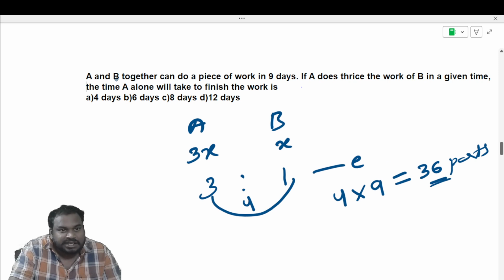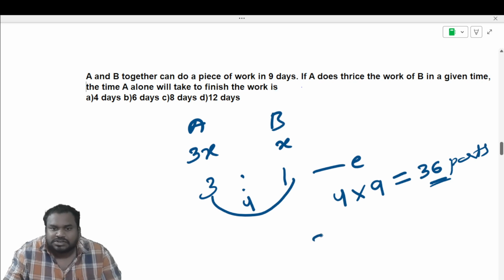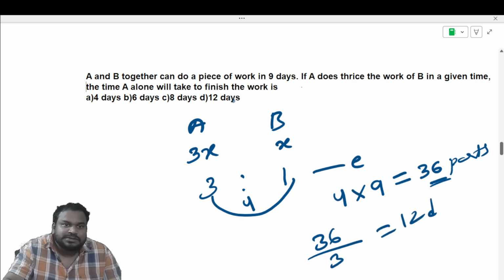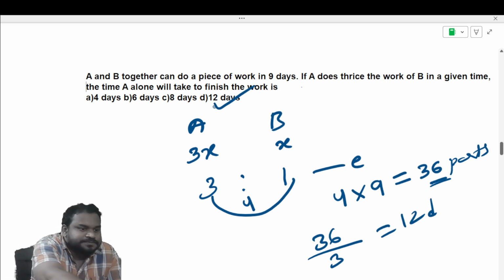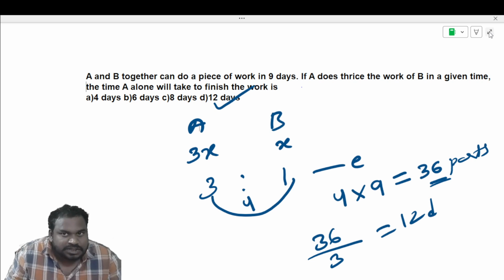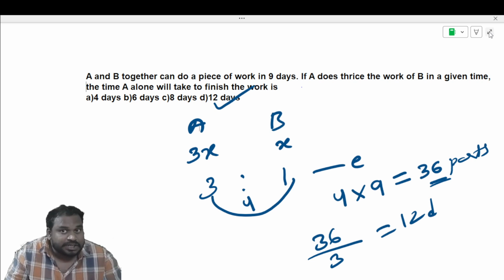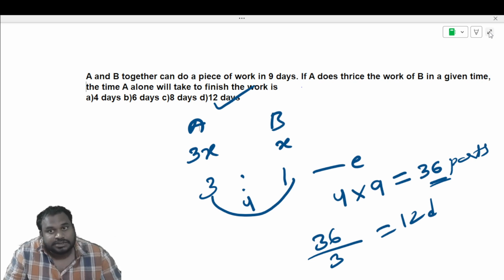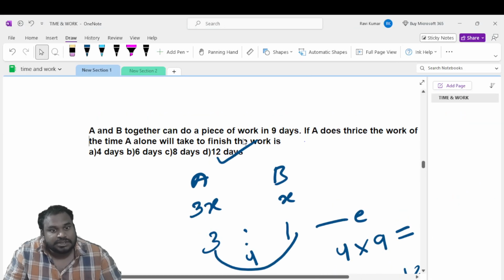He is asking the time A alone will take to finish the work. So 36 parts divided by A's efficiency, that is nothing but 12 days. If you understand the concept, it is easy, but if you don't understand it, it is a very confusing and irritating subject.